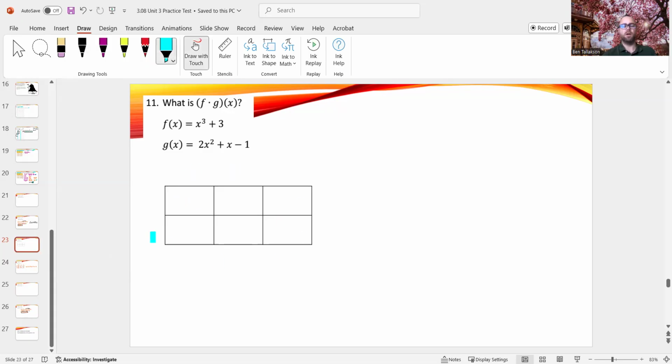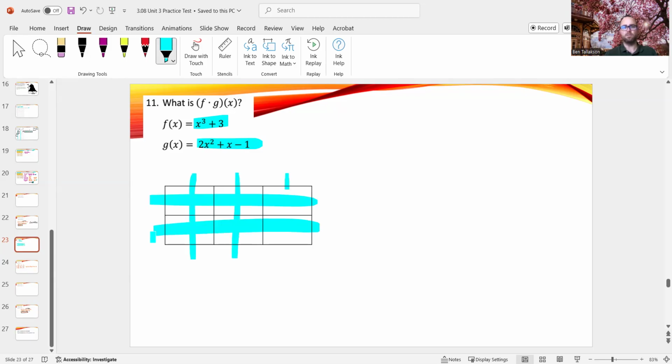Okay, notice my boxes here. This is because we have 2 terms times 3 terms. So I have 2 rows and 3 columns. Or you could set it up with 3 rows and 2 columns. It doesn't matter as long as your numbers of rows and columns match the number of terms you have.